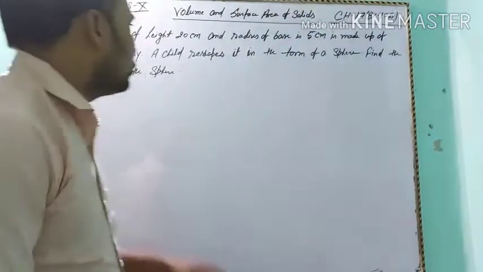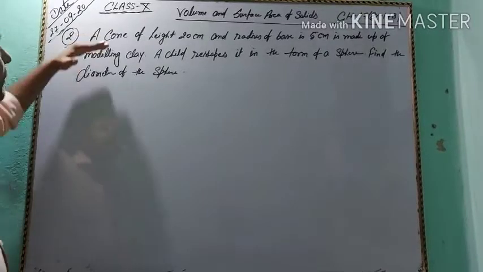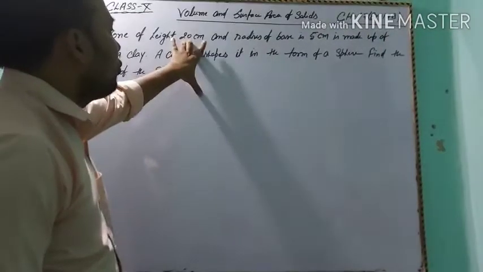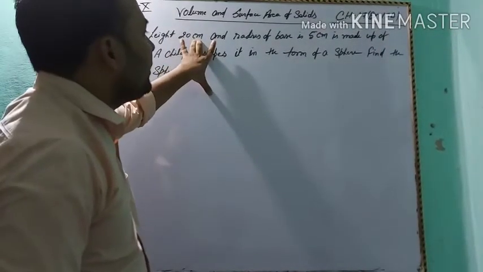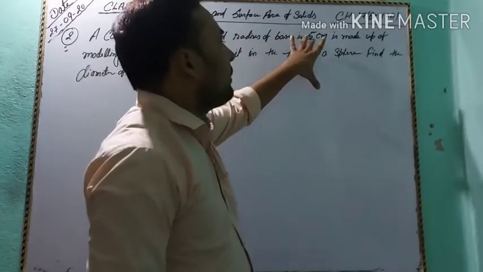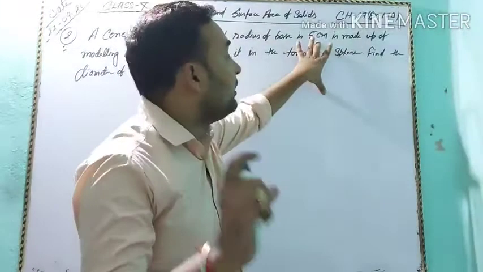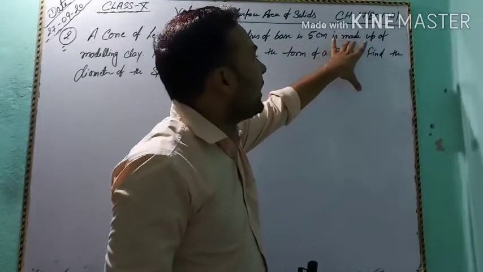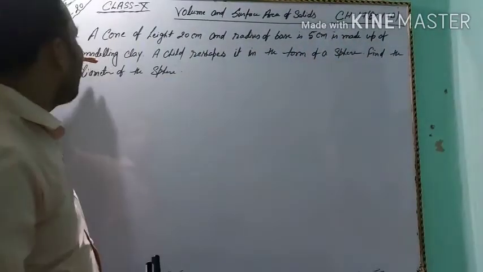My first question is question number 2. A cone of height 20 centimeter and radius of the base 5 centimeter is made up of modeling clay.